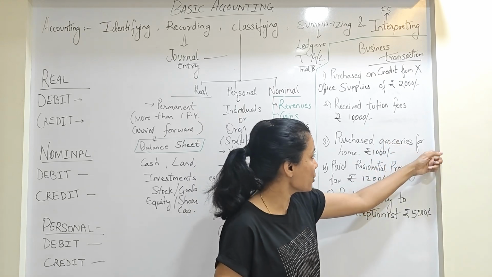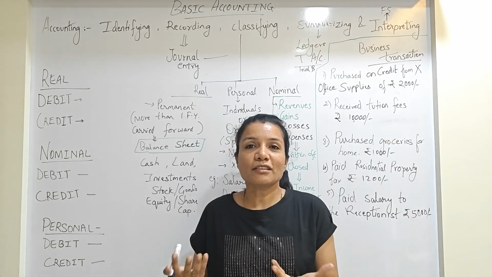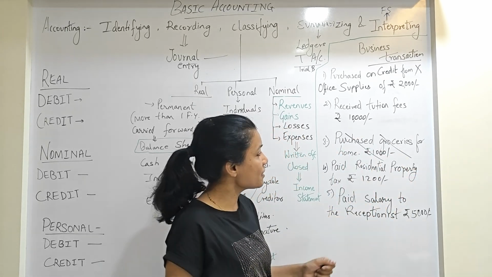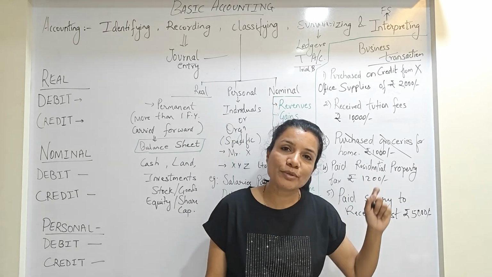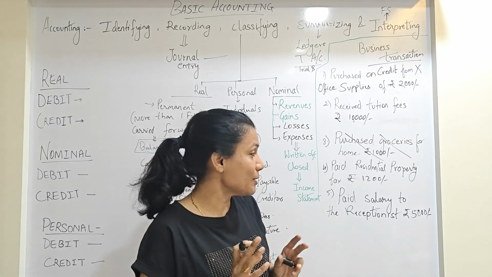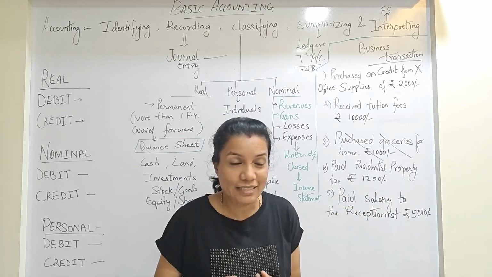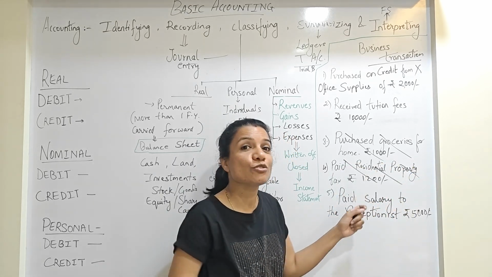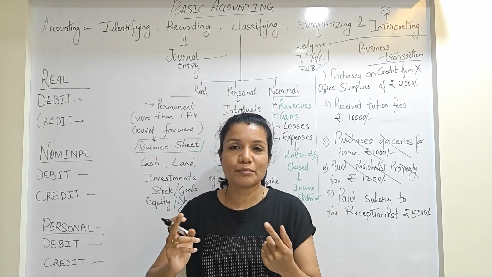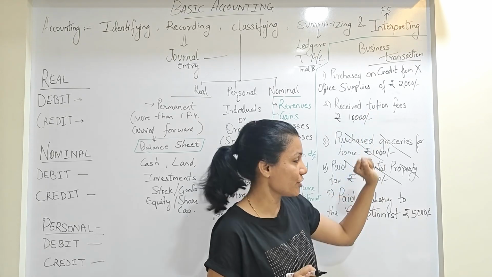Next, purchased groceries for home. Now this is my personal transaction. Groceries have nothing to do with my business. So this is not a business transaction. Next, paid residential property tax rupees 1200. Now paying taxes sounds like business, but I paid property tax for residential property. If I pay taxes for my residence, it does not belong to my business. So this is not a business transaction. Suppose I pay taxes for my commercial property, the place where I run my business, then that property tax would have been a business transaction.